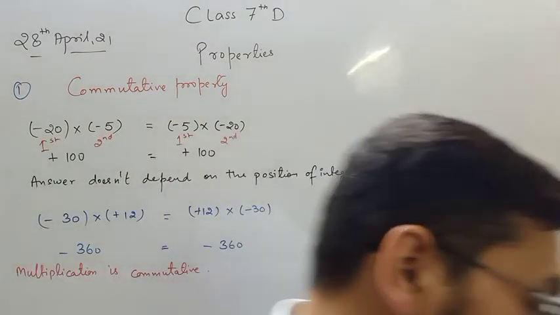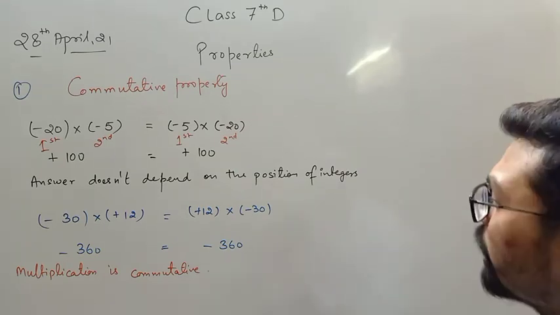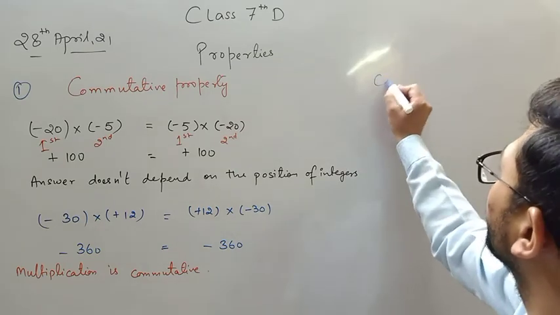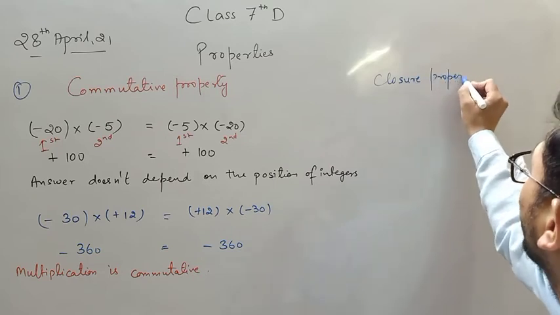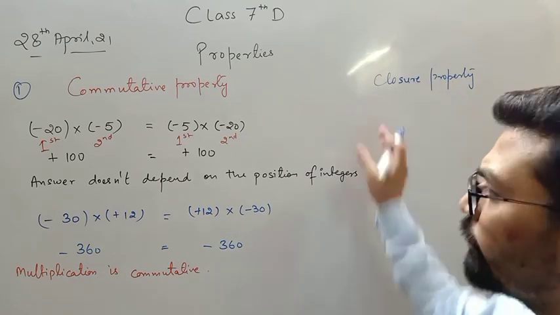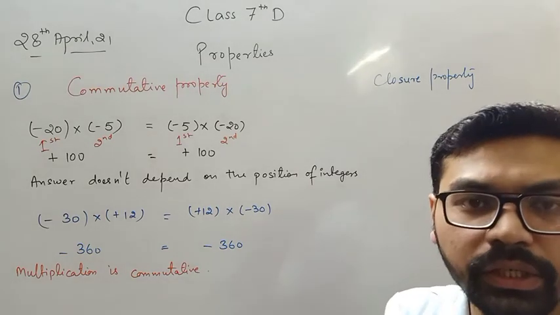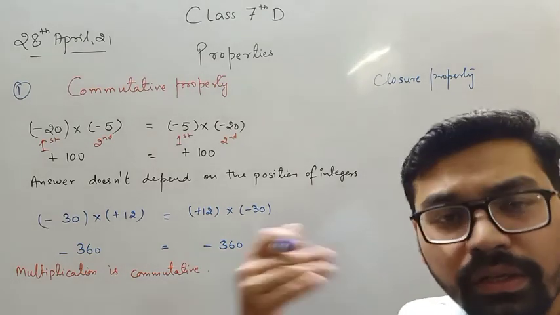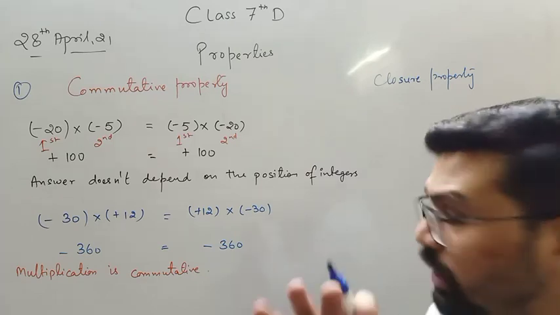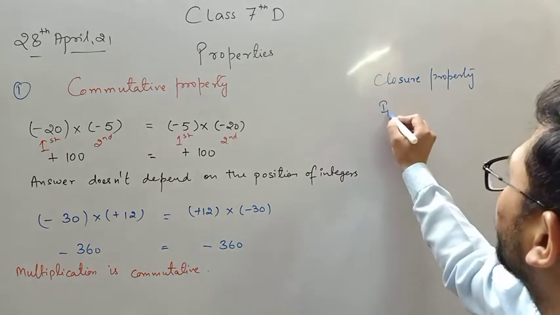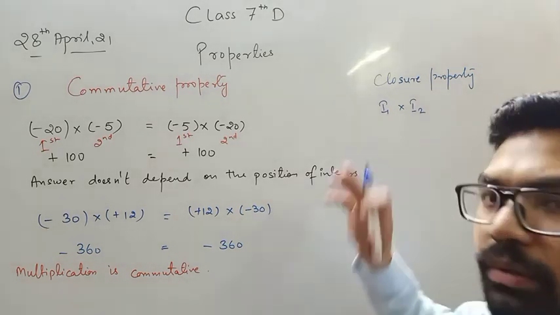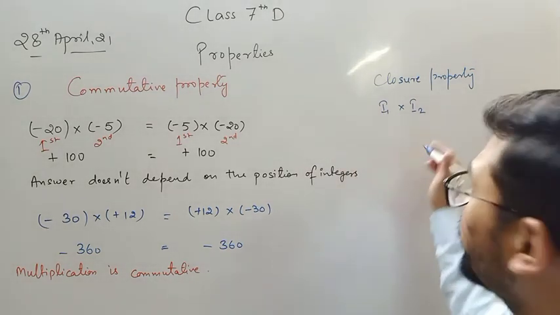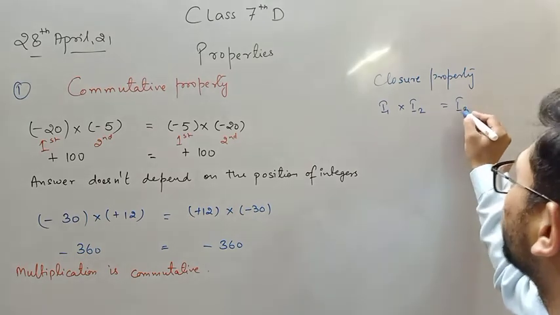Okay, now what is closure property? I'll explain closure property here. Closure property says if you multiply an integer with another integer, then in the result you will also get an integer. If you multiply one integer I1 with another integer I2, whether it's a positive integer or a negative integer, the result will always be an integer.